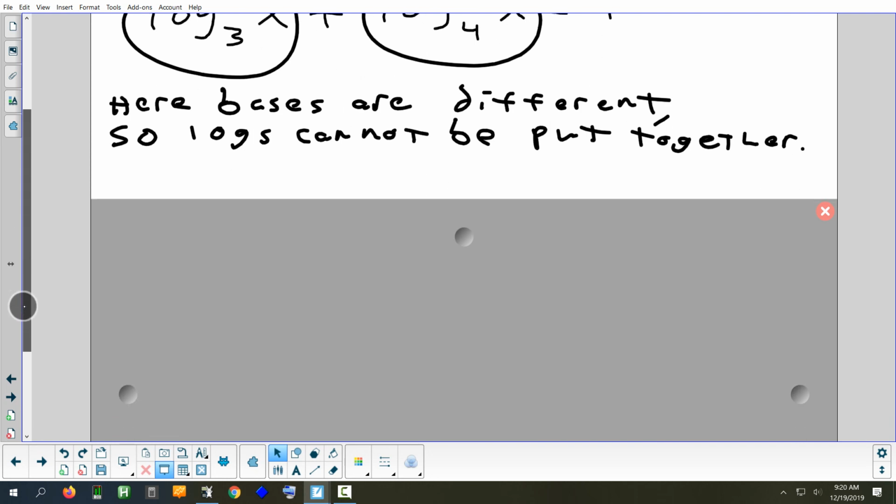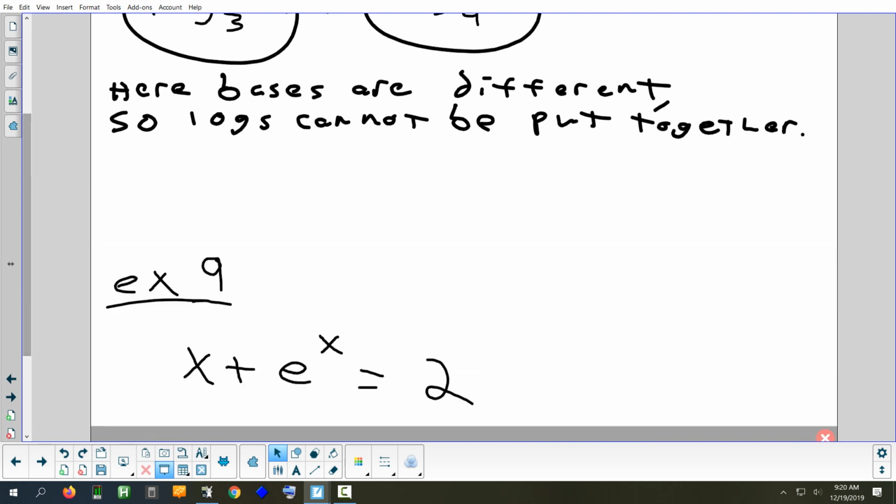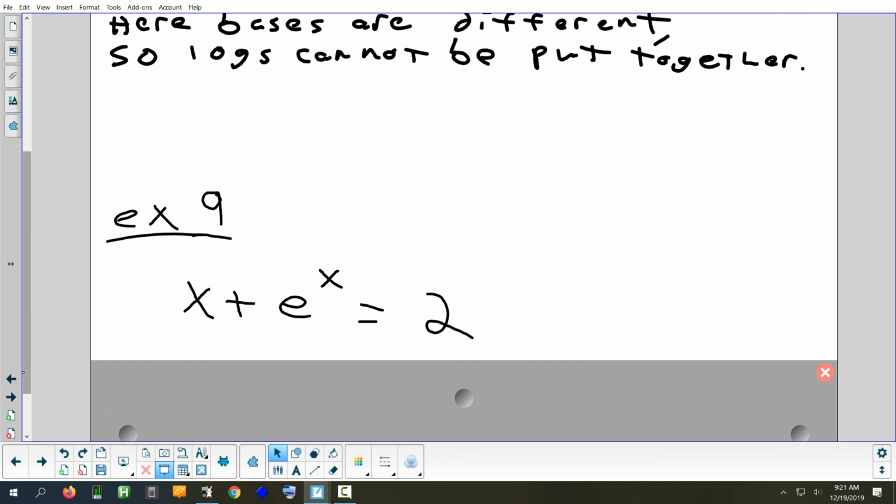All right, this one. Okay, it's not a very long equation. Just x plus e to the x equals 2. The problem is you have a variable in 2 different spots. One of them is an exponent. One of them is out in front. That's what makes it kind of hard.